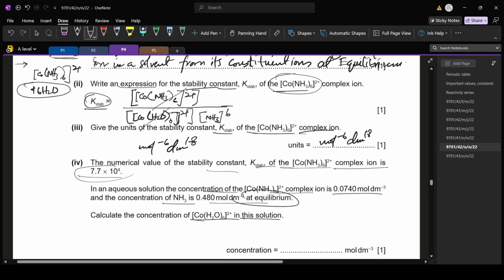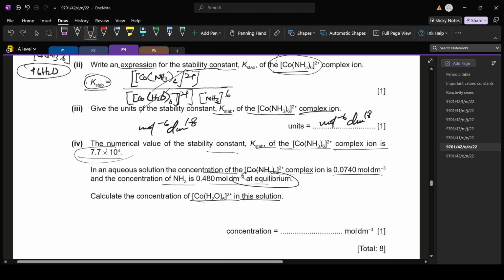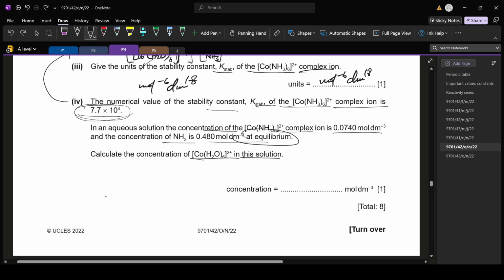Okay, so you are given the K stability expression in the part 2. And you are also given the value of K stability and the concentration of this complex and this ammonia. You have to find only the concentration of this complex. Okay, so let's do it. You are given 3 values and you have to find only one value.